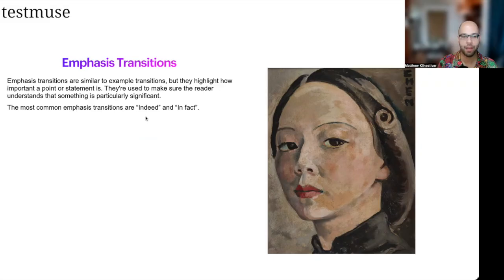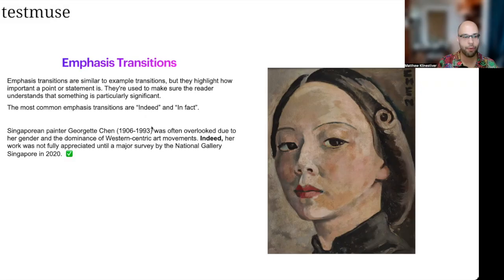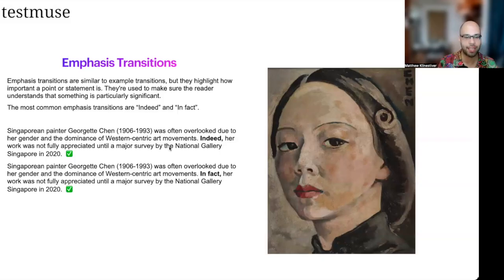So here, our most common emphasis transitions are indeed and in fact. Let's look at some examples. So, Singaporean painter Georgette Chen was often overlooked due to her gender and the dominance of Western centric art movements. Indeed, her work was not fully appreciated until a major survey done by the National Gallery Singapore in 2020. So, this is emphasizing how overlooked she was, that her work was not really appreciated until 30 years after her death, right? We could also say, in fact, here, right? Same meaning. So this second sentence is just emphasizing the extent to which that first sentence is true.